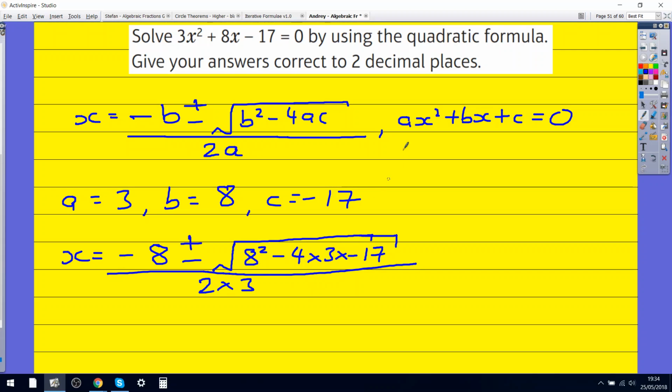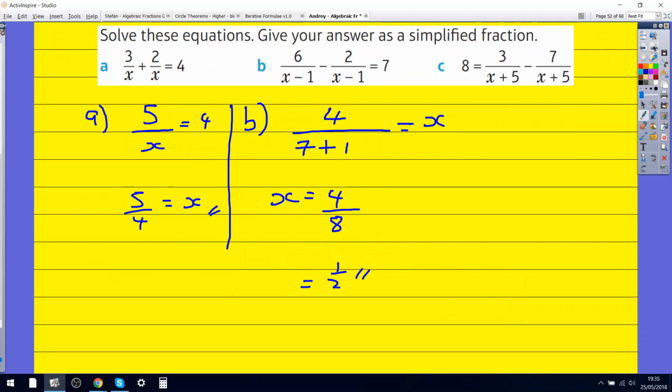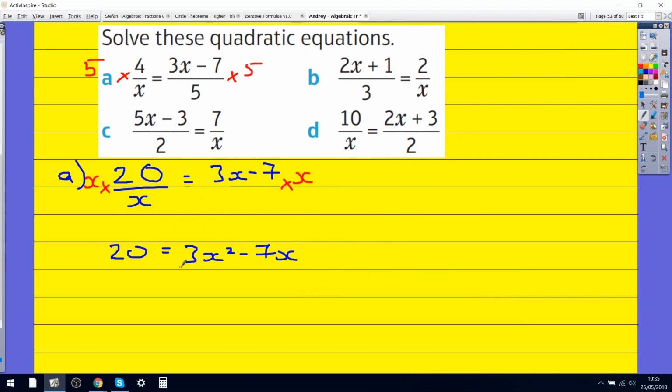Then to 2 decimal places, so it's a calculator question. Any idea how you put the plus or minus into your calculator? Don't you do minus 8 plus the square root first time round, and then the next time you do minus 8 minus the square root, and then you put x equals this or that. That's it, and so you get the 2 answers. So you just put them in separately. So how would we solve this one that we got to here? 20 equals 3x squared minus 7x.